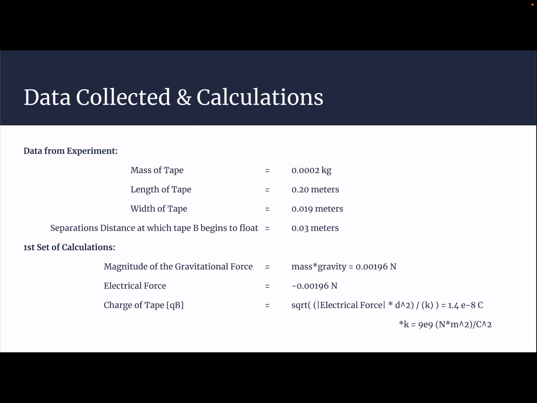The magnitude of the gravitational force, which was mass times gravity, was 0.00196 newtons. The electrical force, which was the opposite sign of it, was negative 0.00196 newtons. Using those two values, we used the electric field formula for a point charge in order to determine the charge of the tape, which was 1.4e-8 coulombs.